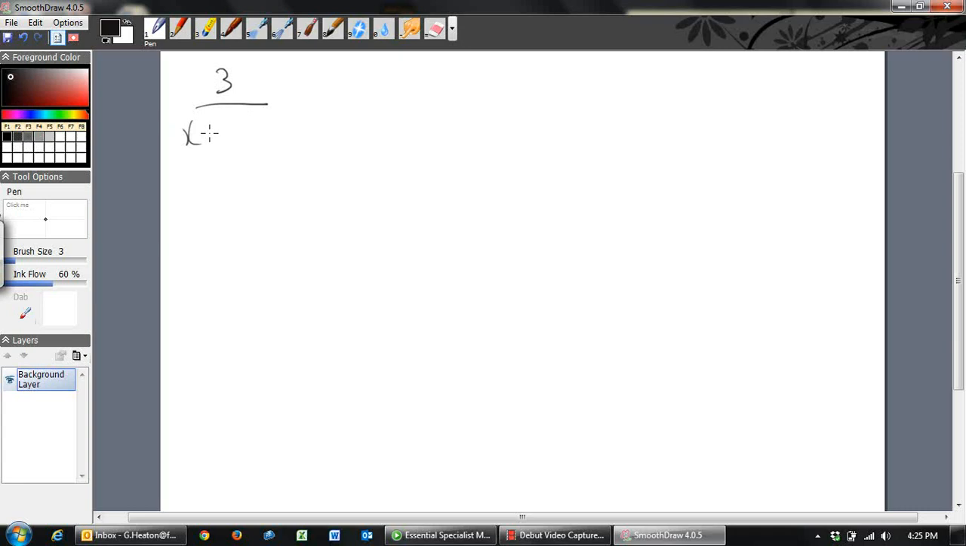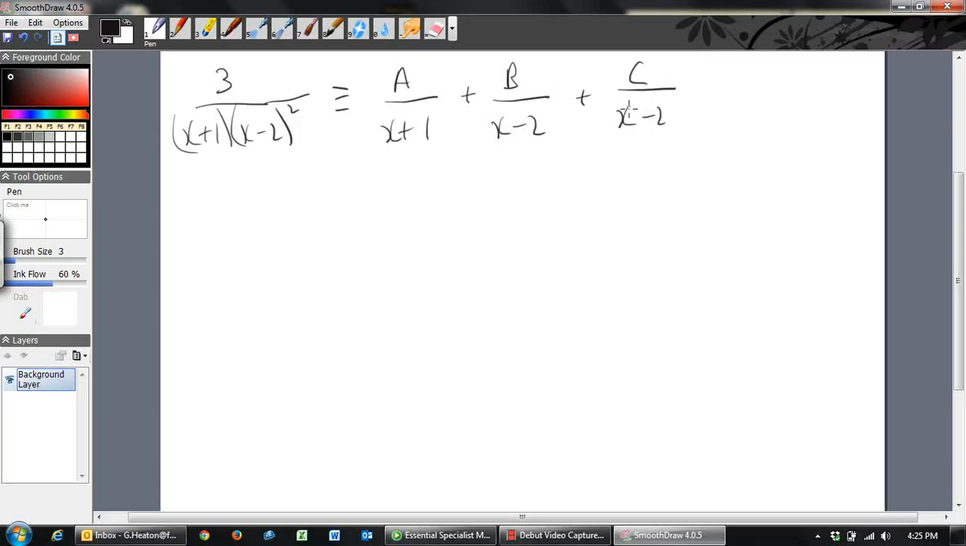3 over x plus 1, x minus 2 squared. Right, so what's that going to be equivalent to? We've got a linear factor there, so let's write that. A linear factor will be a over x plus 1. And then we've got this repeated factor here too, and so we'll have b over x minus 2 plus, and then we have to write it again because it's repeated, c over x minus 2 squared. So that's how we do it. This a applies to this linear factor, and this b and c here apply to this repeated factor.